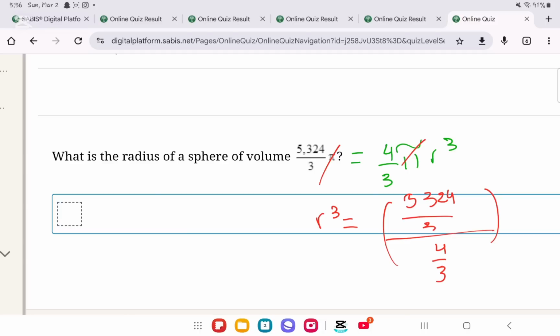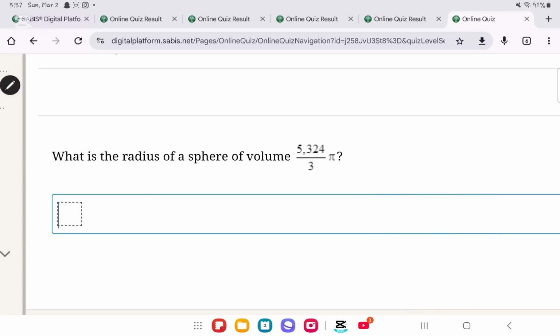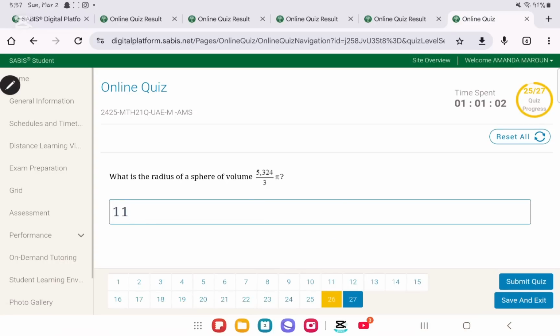5324 over 3, over 4 over 3, and then you are going to get 1331. So r to the power of 3 is equal to 1331. Then, using your calculator, you're going to do shift the radical, and you're going to put 1331, and you're going to get 11. So r is equal to 11.